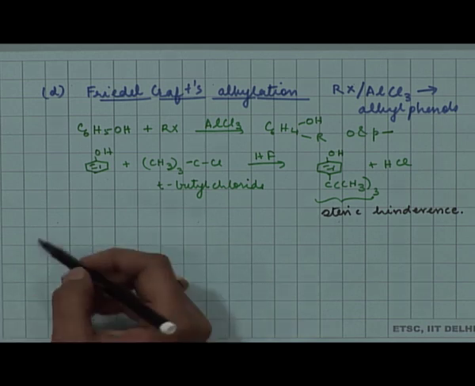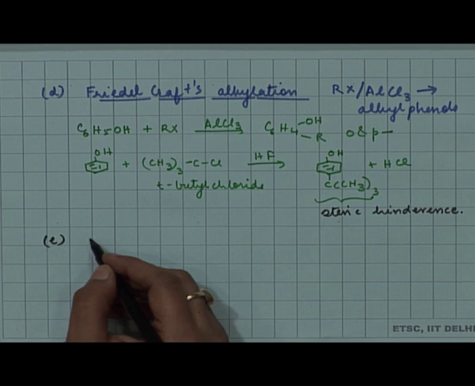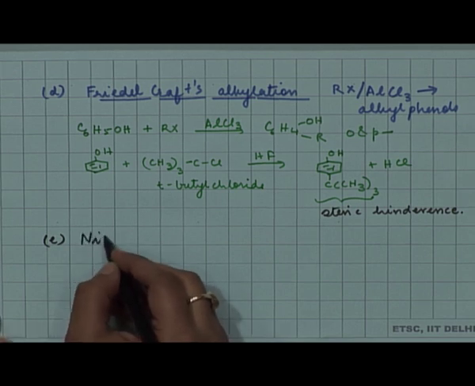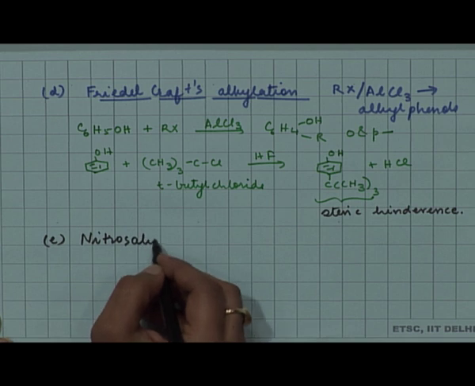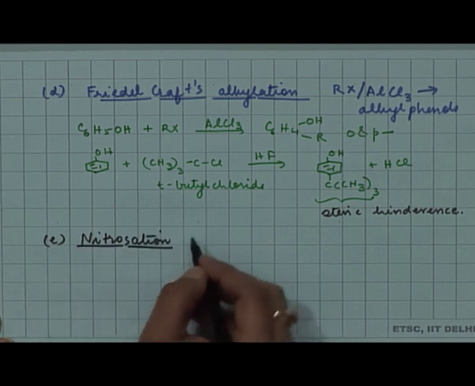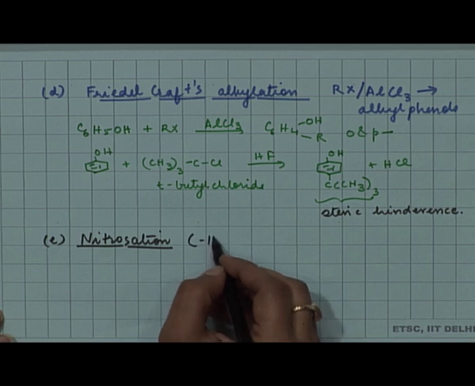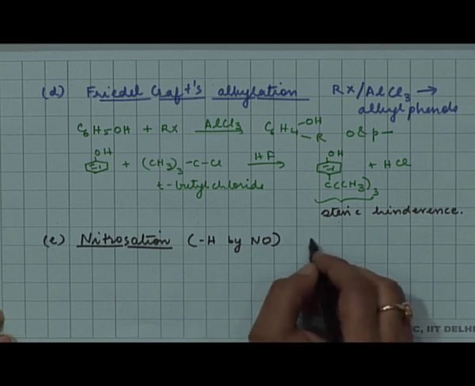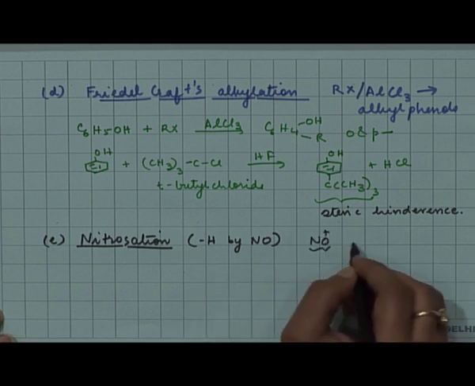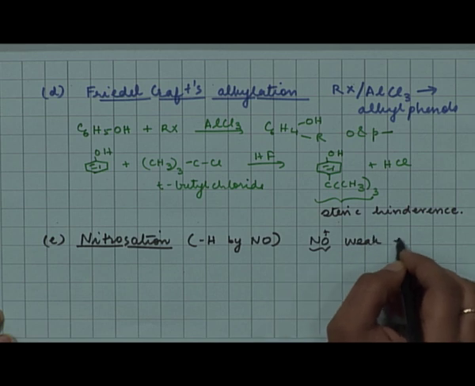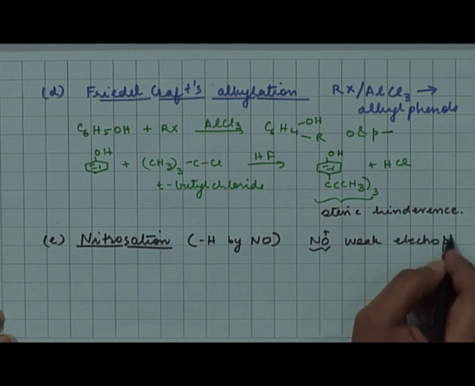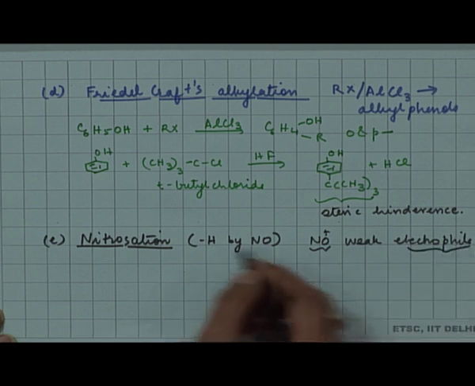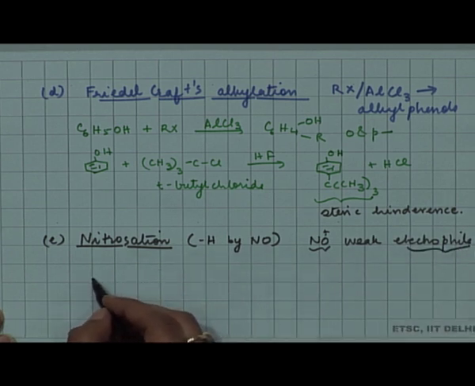Okay. Another reaction I am going to take in this electrophilic substitutions is the nitrosation reaction. So, in this, what is happening? You replace the H by NO. Okay, so, your electrophile is NO+, and you know that NO+ is a weak electrophile, yet it undergoes a reaction onto phenol.